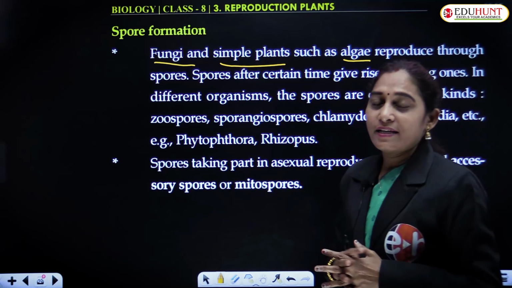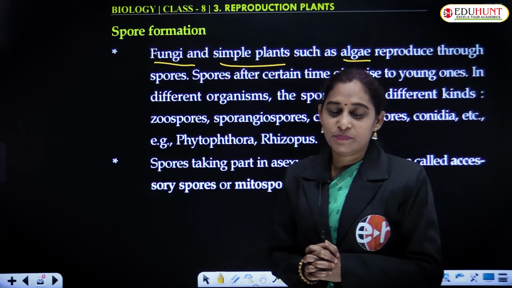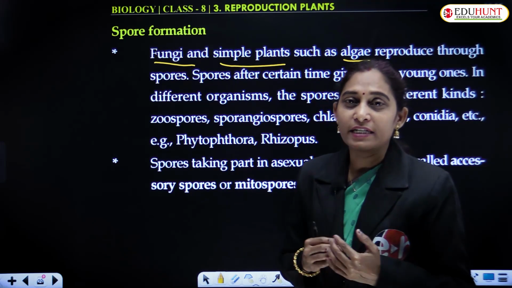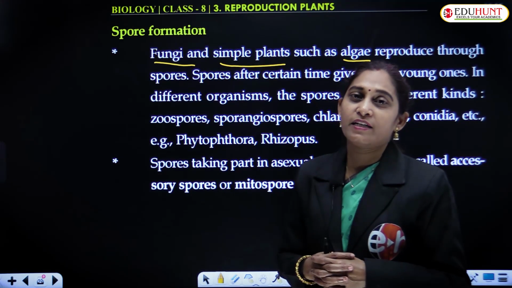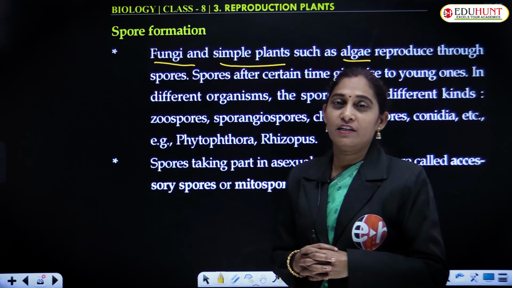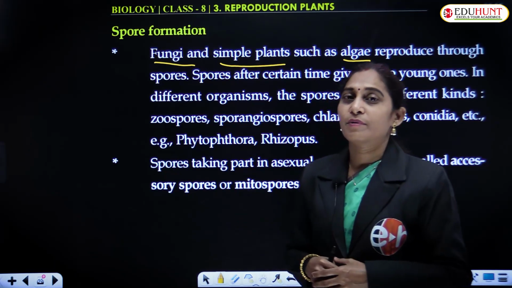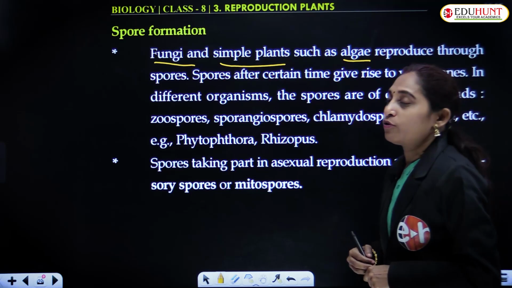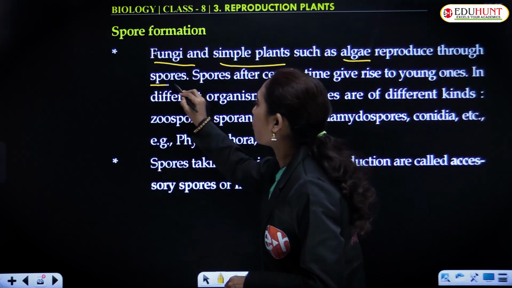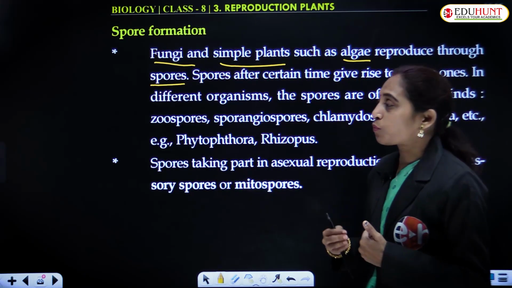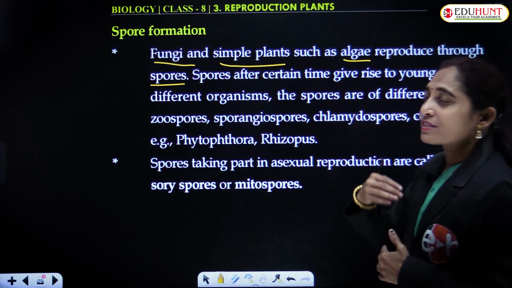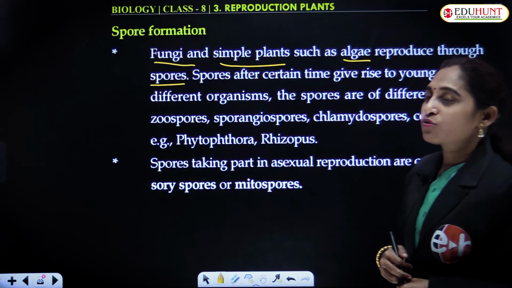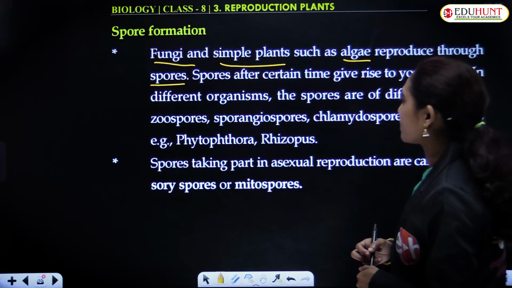And fungi, for example, bread gets moldy, vegetables get moldy, and we say a fungus has come. So that is an example for fungus, that is Rhizopus. They reproduce through spores. They produce spores, and after a certain time they give rise to young ones, new individuals.